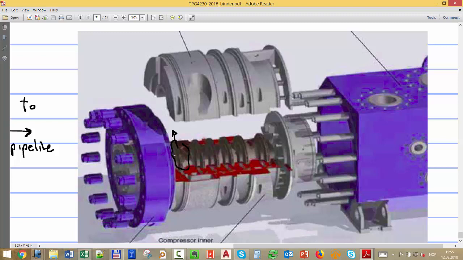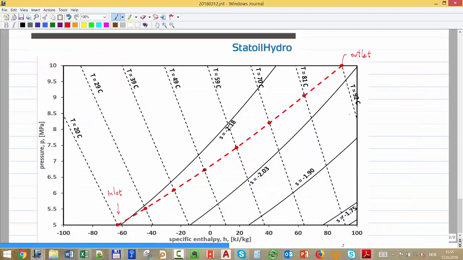Because it will be extremely non-efficient, right? I have to breach a huge delta P, and then that process will be very inefficient. So I prefer to split into stages. Each one will take a small pressure increase, but in that case, I can make it much more efficient. Okay, so in this particular case, this compressor has 7 stages.